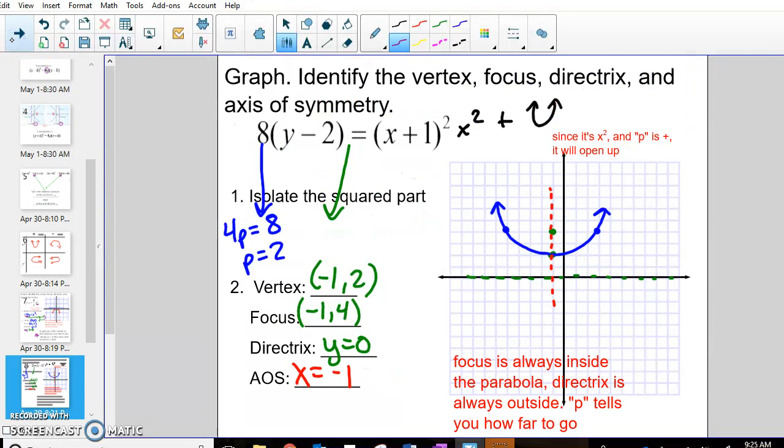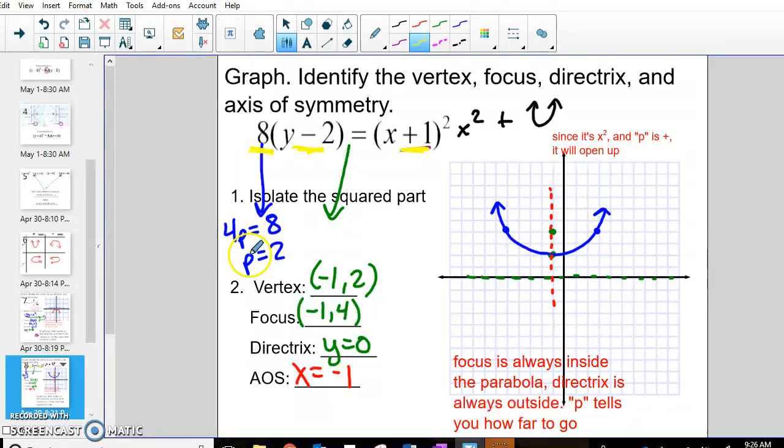So here's another example that has been shifted. So your vertex is no longer at 0, 0. If you notice that we have some extra numbers in here, that is going to give you your vertex. They're always opposite signs. So -1, +2 is your vertex. I also notice right away that it's still an x squared, the side with the x is squared. And this number, the 4p, is positive. So because it's x squared and it's positive, it's going to open up.